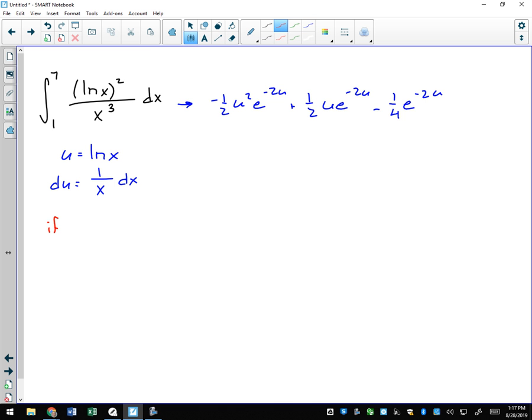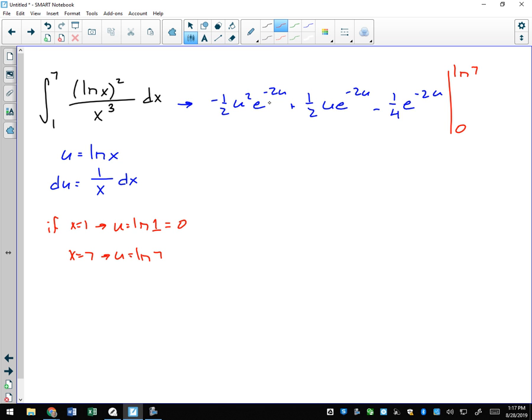So if x is equal to 1, which is my lower limit of integration, u is going to be the natural log of 1. Oh, that's sexy. That's 0. So I'm going to evaluate this from 0. And then if x is equal to 7, that will lead me to a u value of the natural log of 7, and that's not quite as cute. So I'll evaluate up to the natural log of 7.